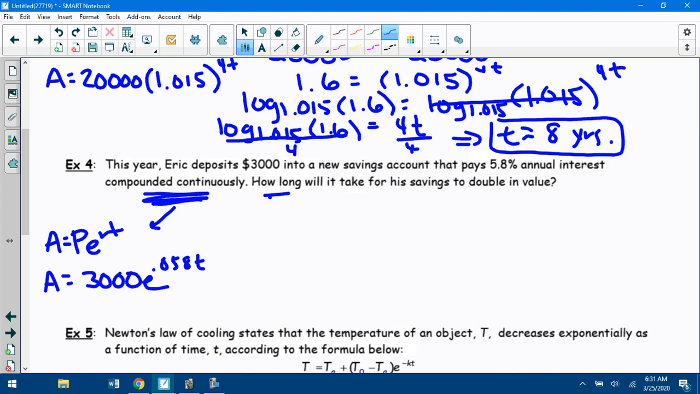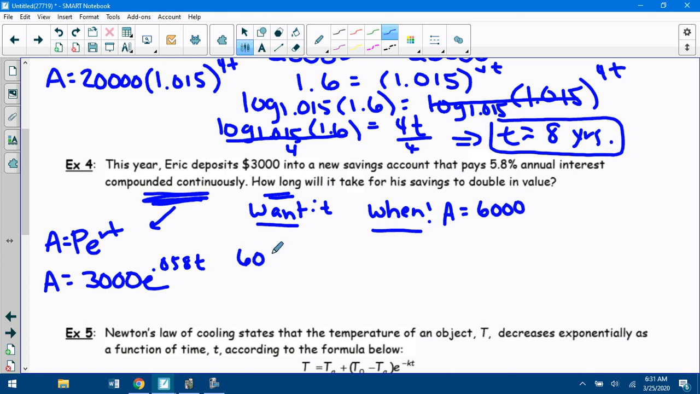I want to know how long, so again I want t. And when do I want it? I want it when his savings doubles, so when the amount is 6,000. So 6,000 equals 3,000 e to the 0.058t. What's our first step? Still have to get rid of that number out front because the e is being raised to that power. So divide by 3,000.